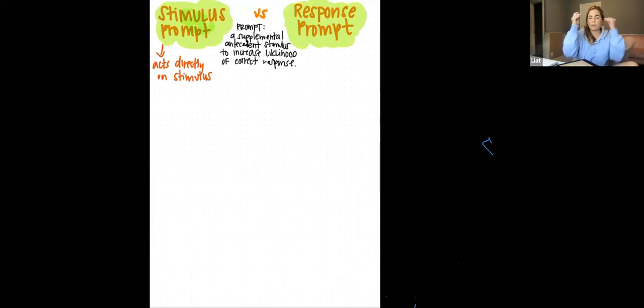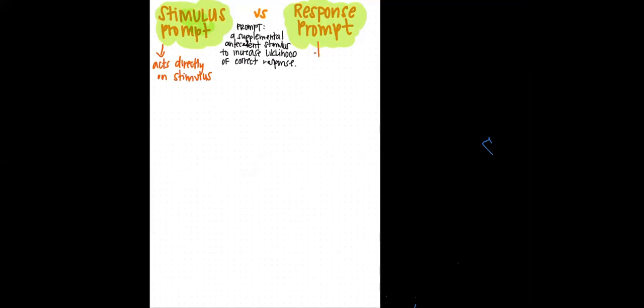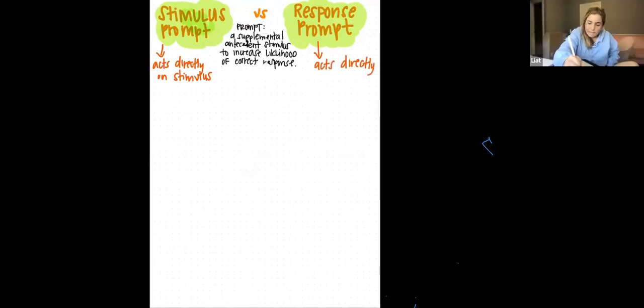Let's see if you guys can derive a relation. So if a stimulus prompt acts directly on a stimulus, what do you think a response prompt acts directly on? Response. You guys are so smart. Acts directly on the response.